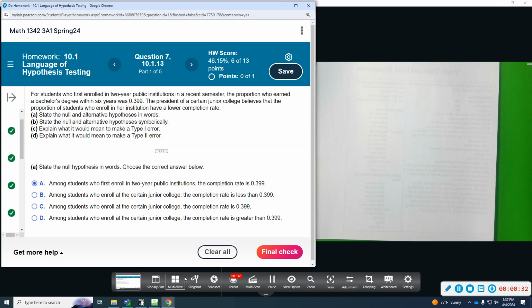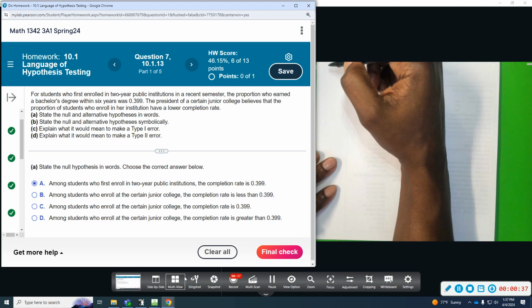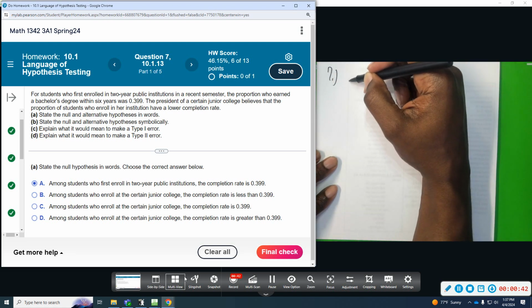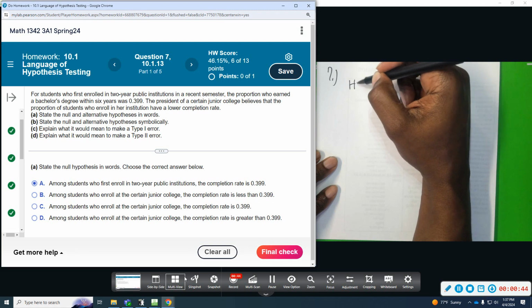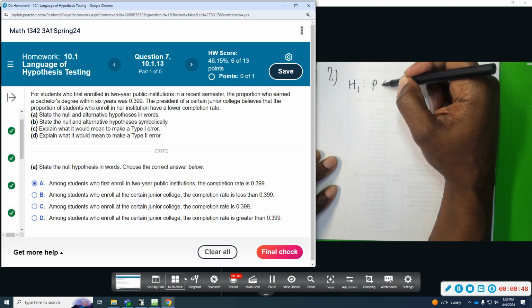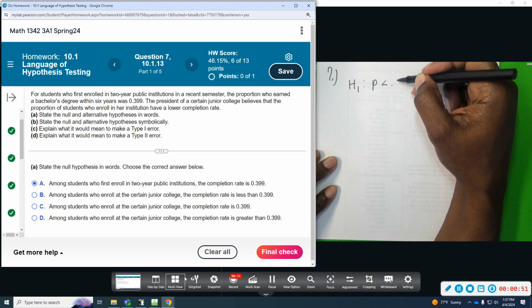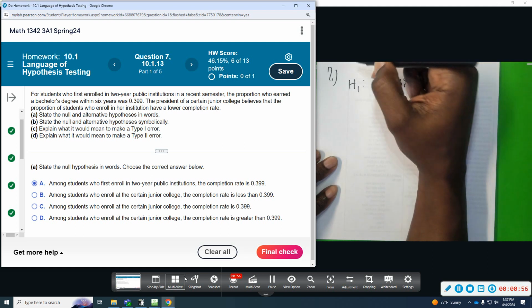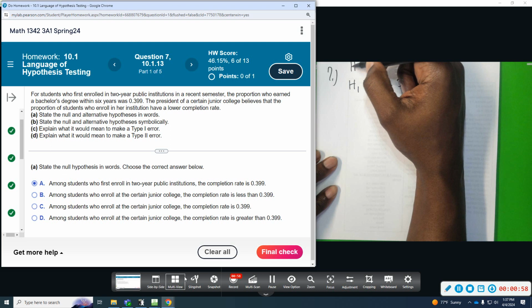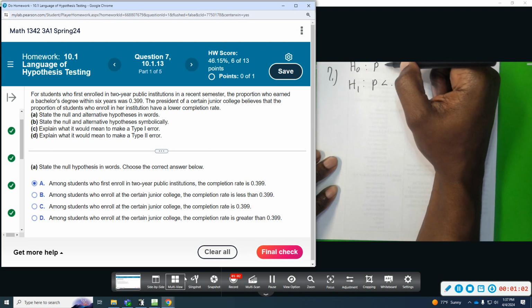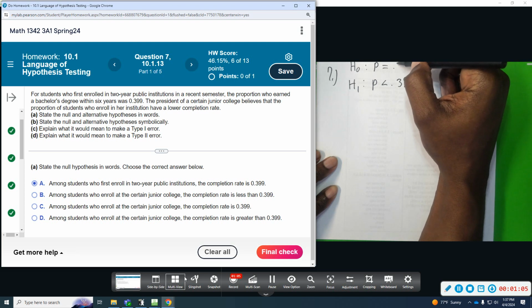So A says, state the null in words. Okay, so what we're looking at is the alternative is that what she believes: her students are completing at a lower rate. So 0.399. The null would be that her students are equal to the average.